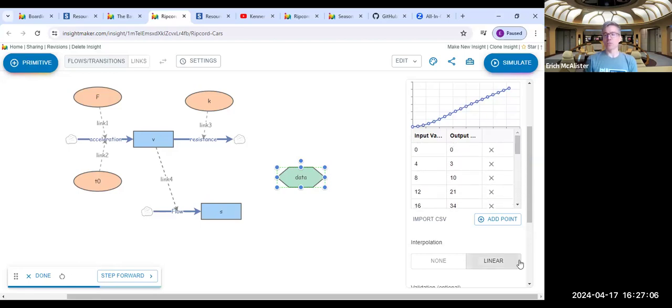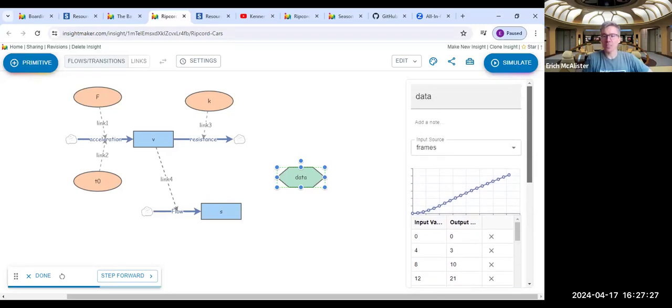There are different options. I can do linear interpolation, which just draws a straight line between all of the points, or you can do no interpolation. These are kind of up to you. I think linear interpolation probably makes some sense.